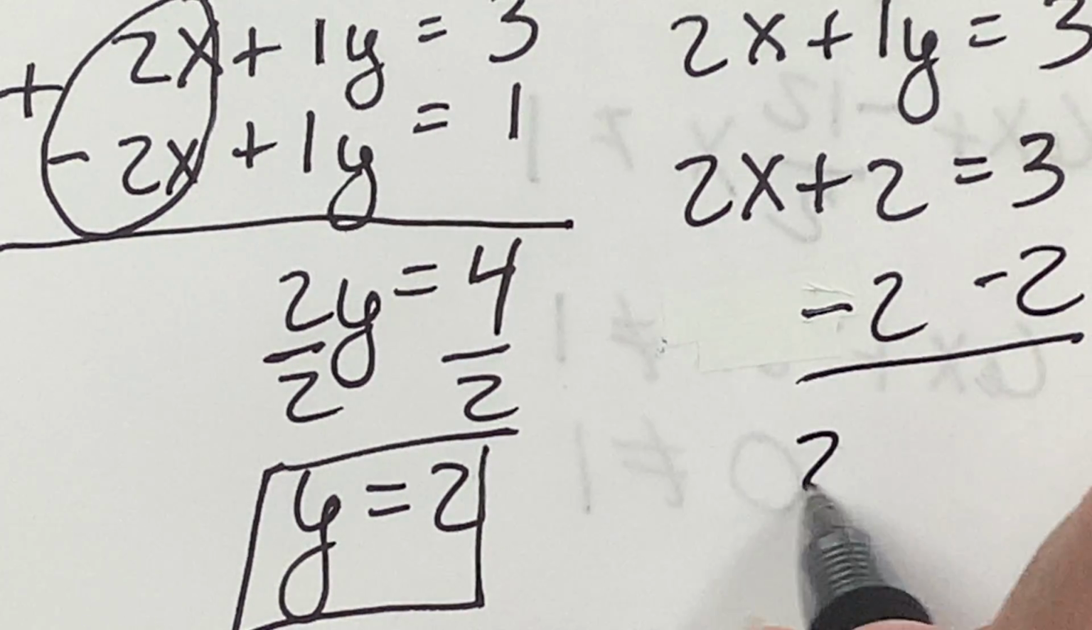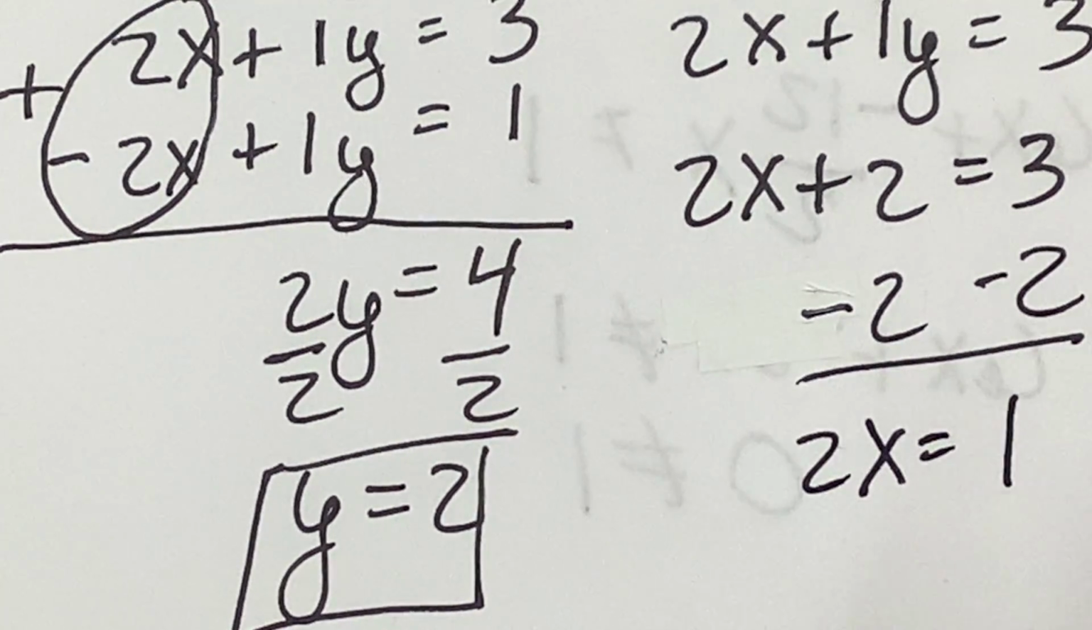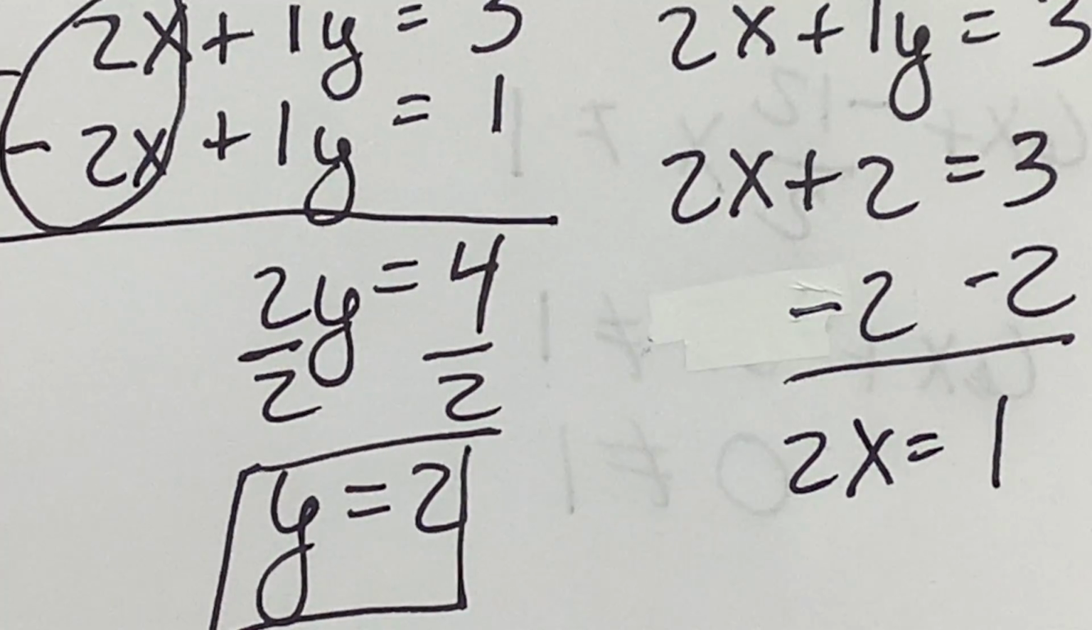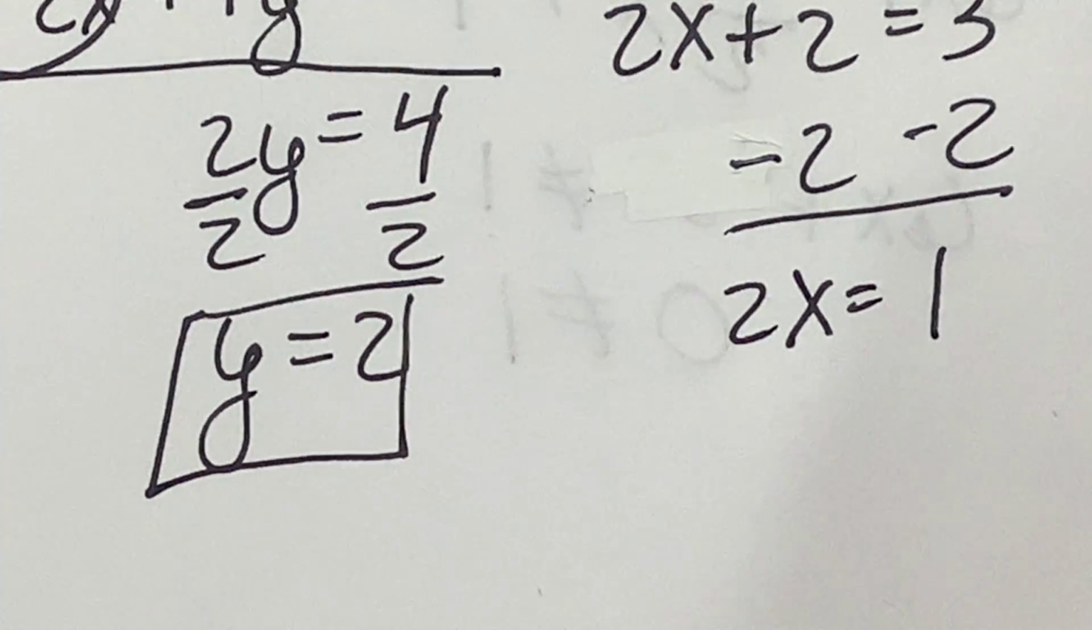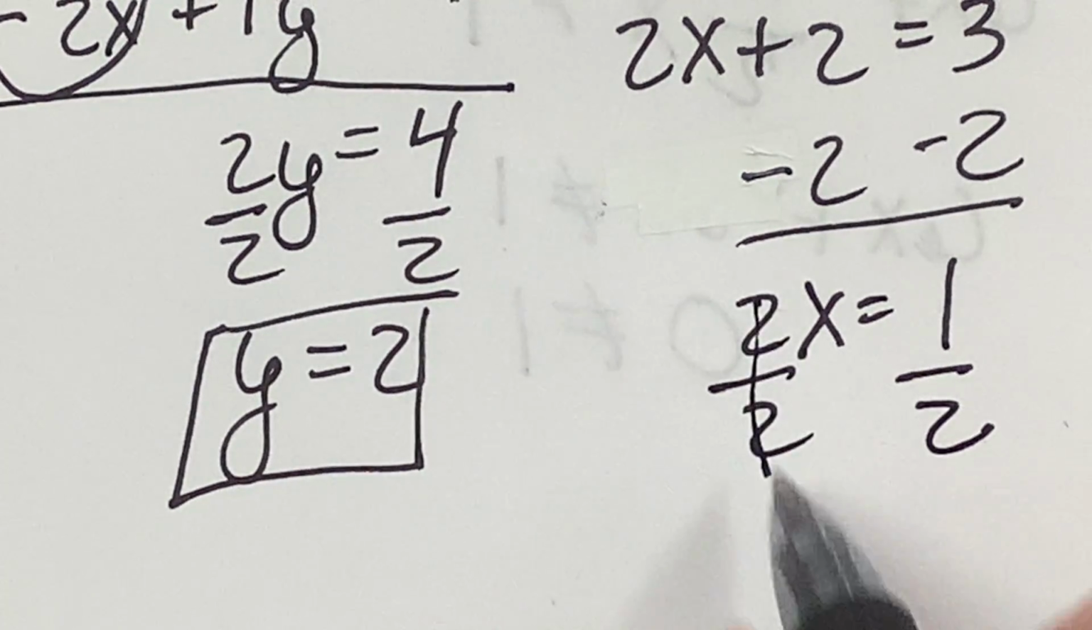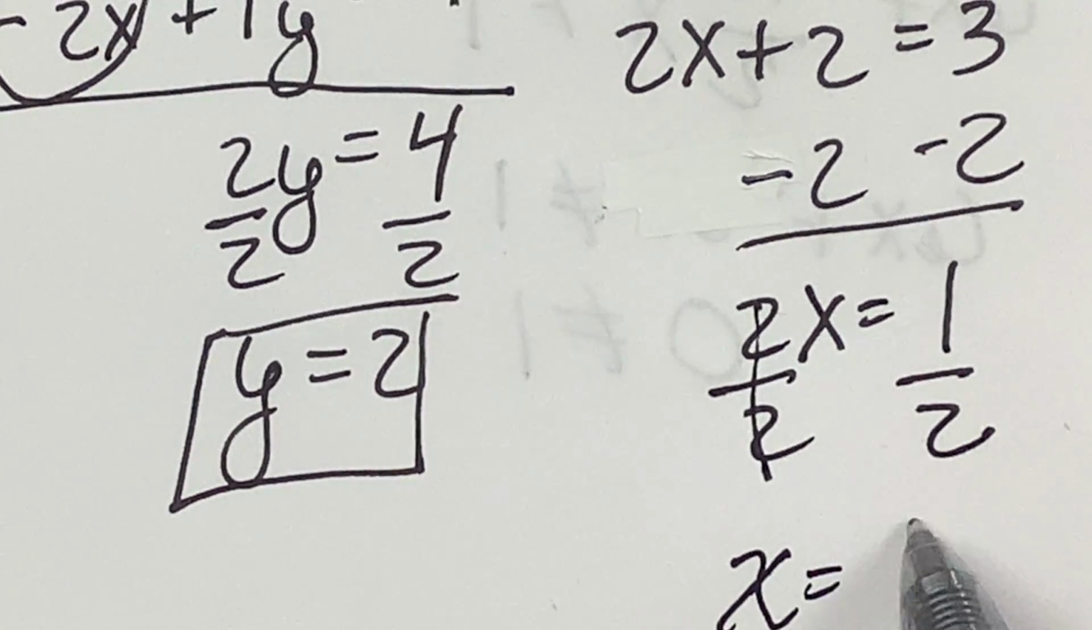Here we go. Minus 2 from both sides. And you get 2x equals 1. Oh my goodness. Do you see it? I see it. It's going to be a fraction. That's okay, though. We're good with fractions. Divide by 2. Divide by 2. Cancels. X equals 1/2.